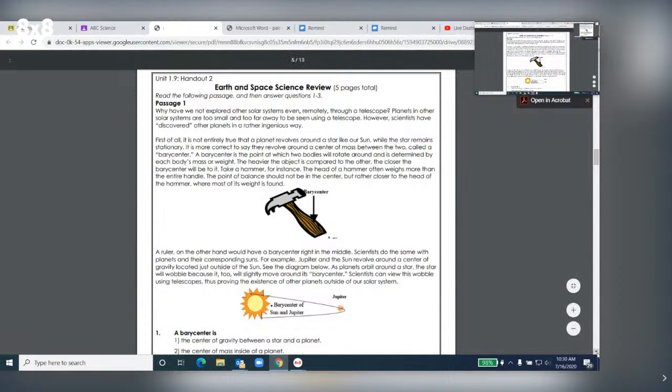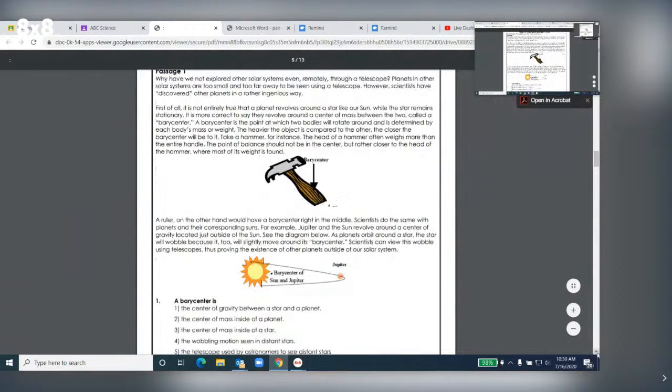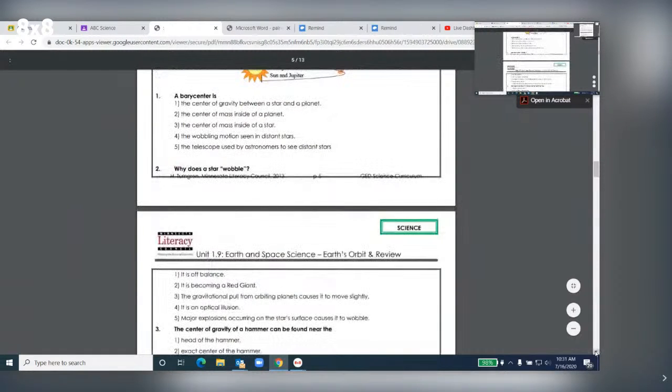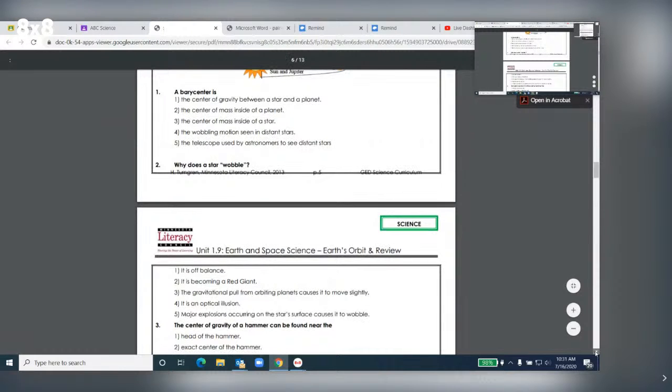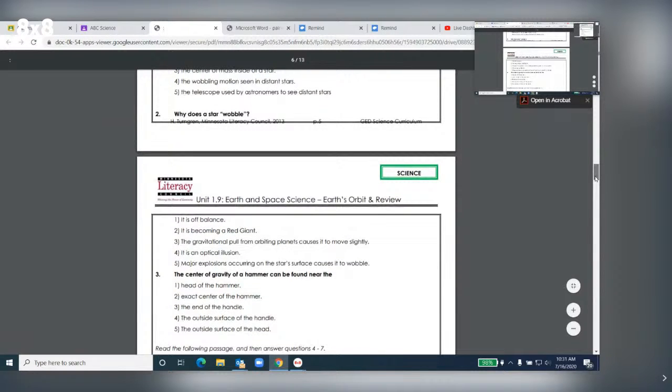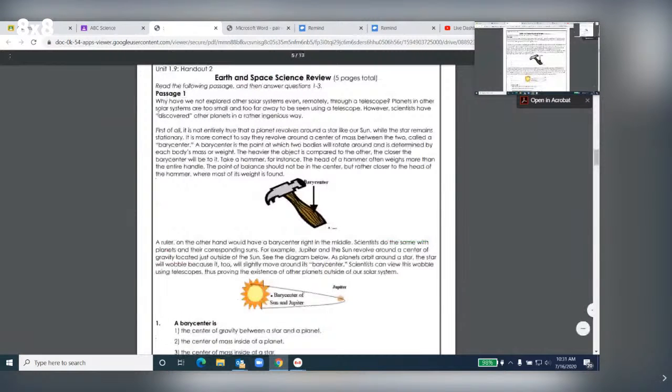So number 1 says, what is the barycenter? The barycenter would be number 1. It's the center of gravity between the star and the planet. Okay. And it says, why does the star wobble? That would be 3. The gravitational pull from orbiting planets causes it to move slightly. And the center of gravity of a hammer can be found near the head of the hammer. That's kind of the heavier point. All right. So the first 3 were just in that original passage. So you can find all the answers right in passage 1 here.